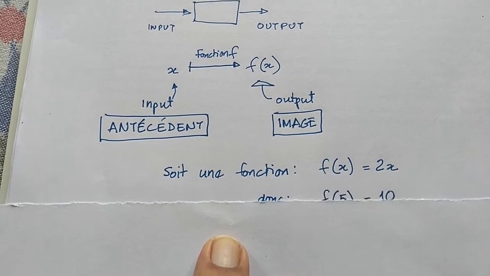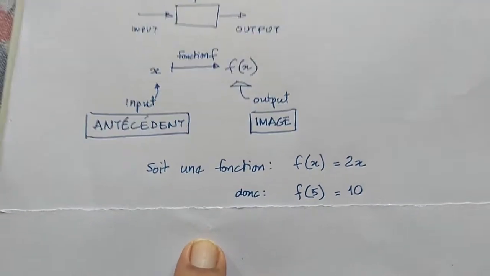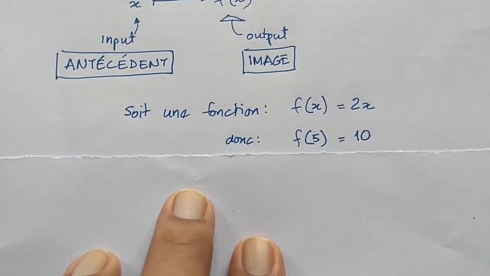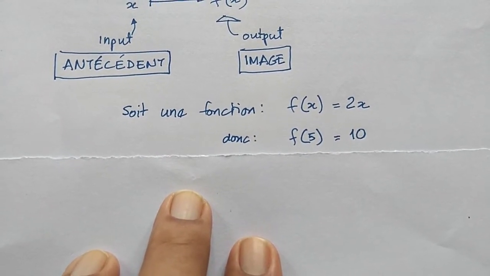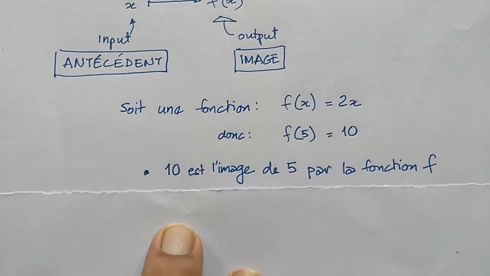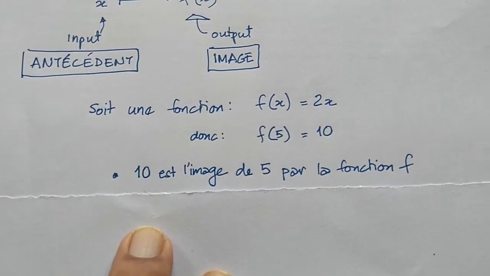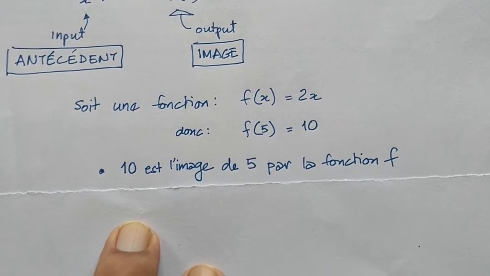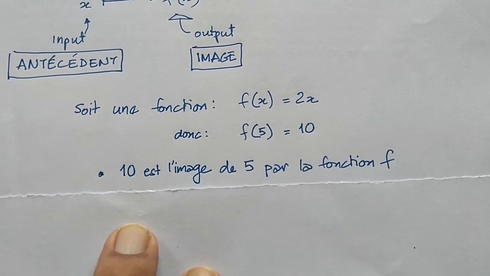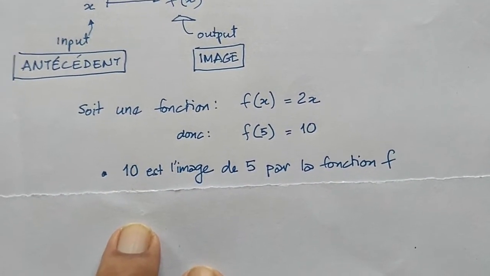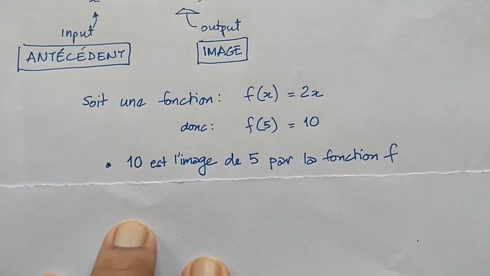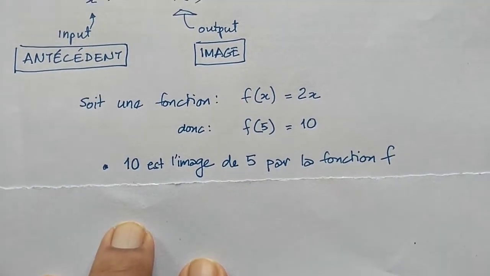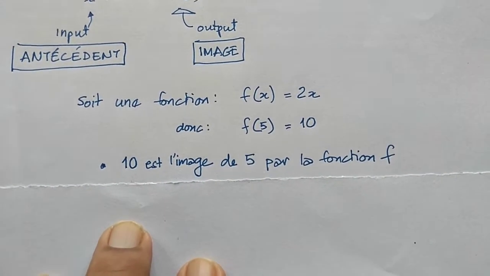Okay, so let's take an example. We do this in French. Soit une fonction f de x est égal à 2x, donc f de 5 est égal à 10. Ici on peut dire 10 est l'image de 5 par la fonction f. Think about it. 10 est l'image de 5 par la fonction f. If I try to translate that into English, literally it would mean 10 is the output when 5 is the input for function f.